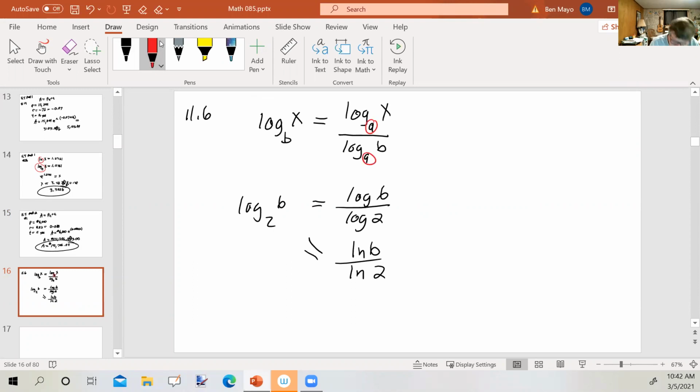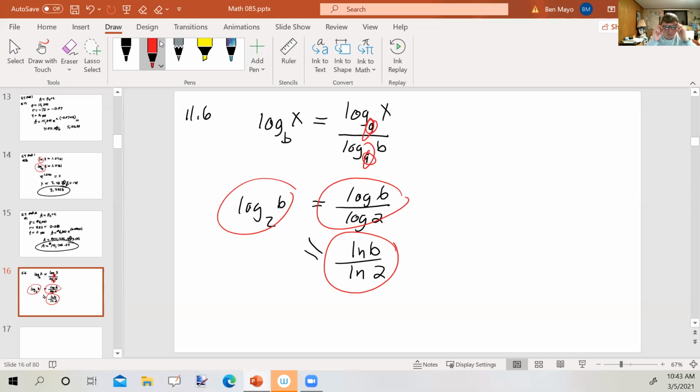Base a, remember the base can be anything that's positive except 1. Since our calculator has base 10 and base e, those would be the logical choices. So I would either put it as log base 10 of 6 over log base 10 of 2, or log base e, natural log of 6 over natural log of 2. I don't want to have log base 10 on top and log base e on the bottom. It's got to be the same base, as it is in the formula here, and we want to use 10 or e because those are the ones we have.